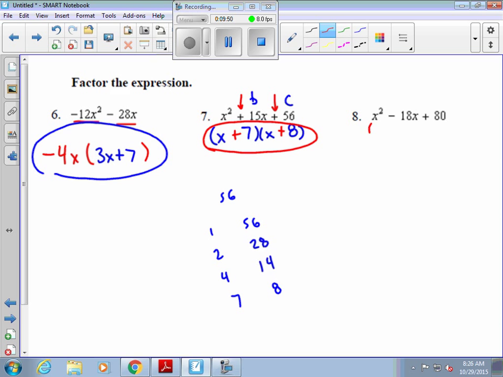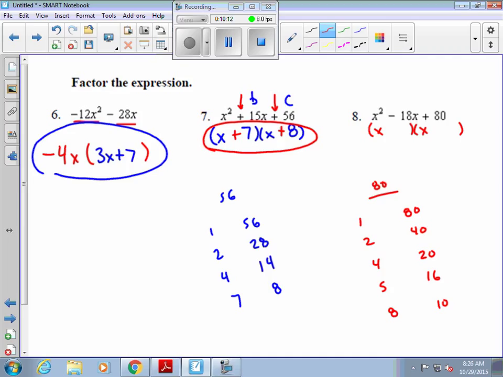We're going to do the same thing with number 8. x times x, since a's value is 1. In order to get to 80, 1 times 80, 2 times 40. 3 doesn't go into it. 4 does, though, times 20. 5 goes into it 16 times. 7 doesn't go into it. 8 goes into it 10 times, and then 9 doesn't.